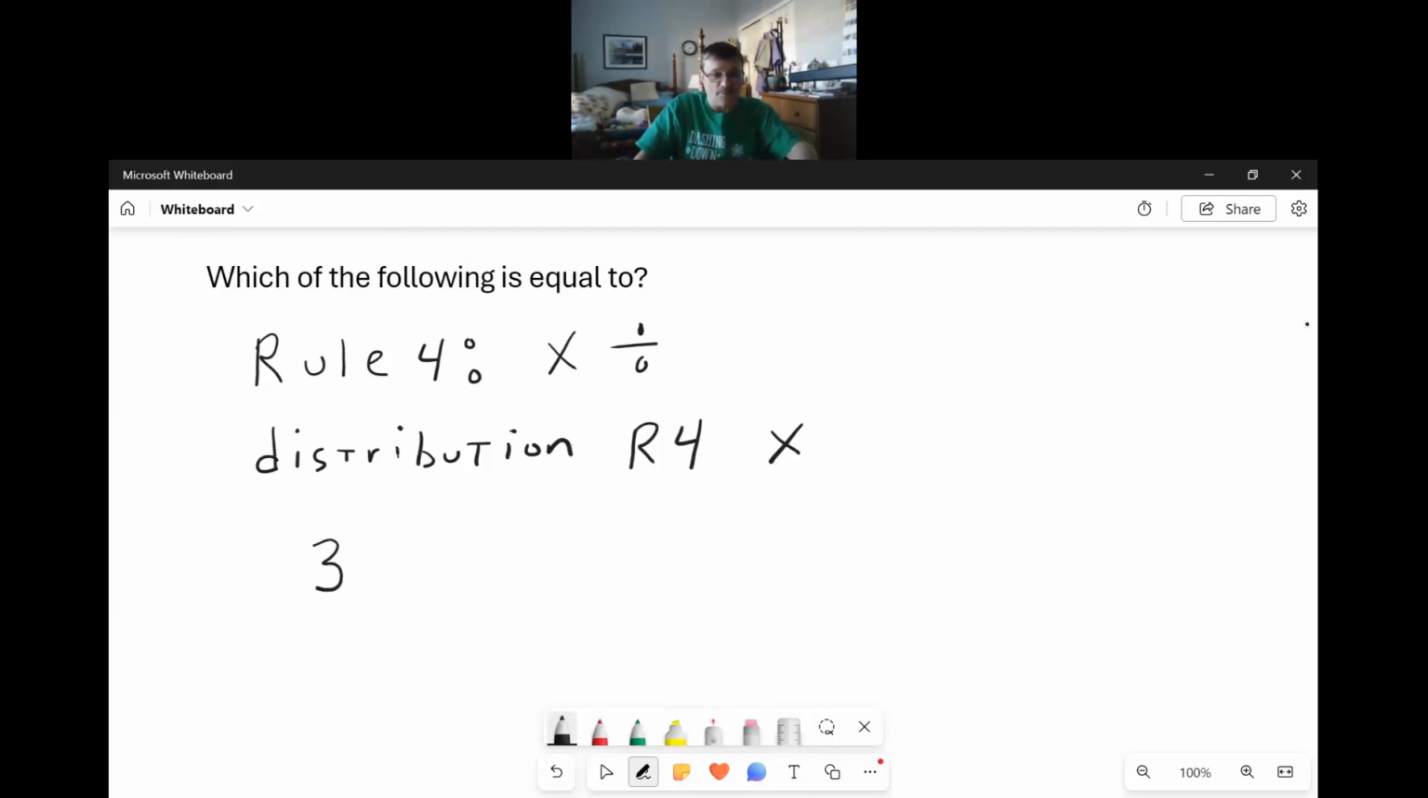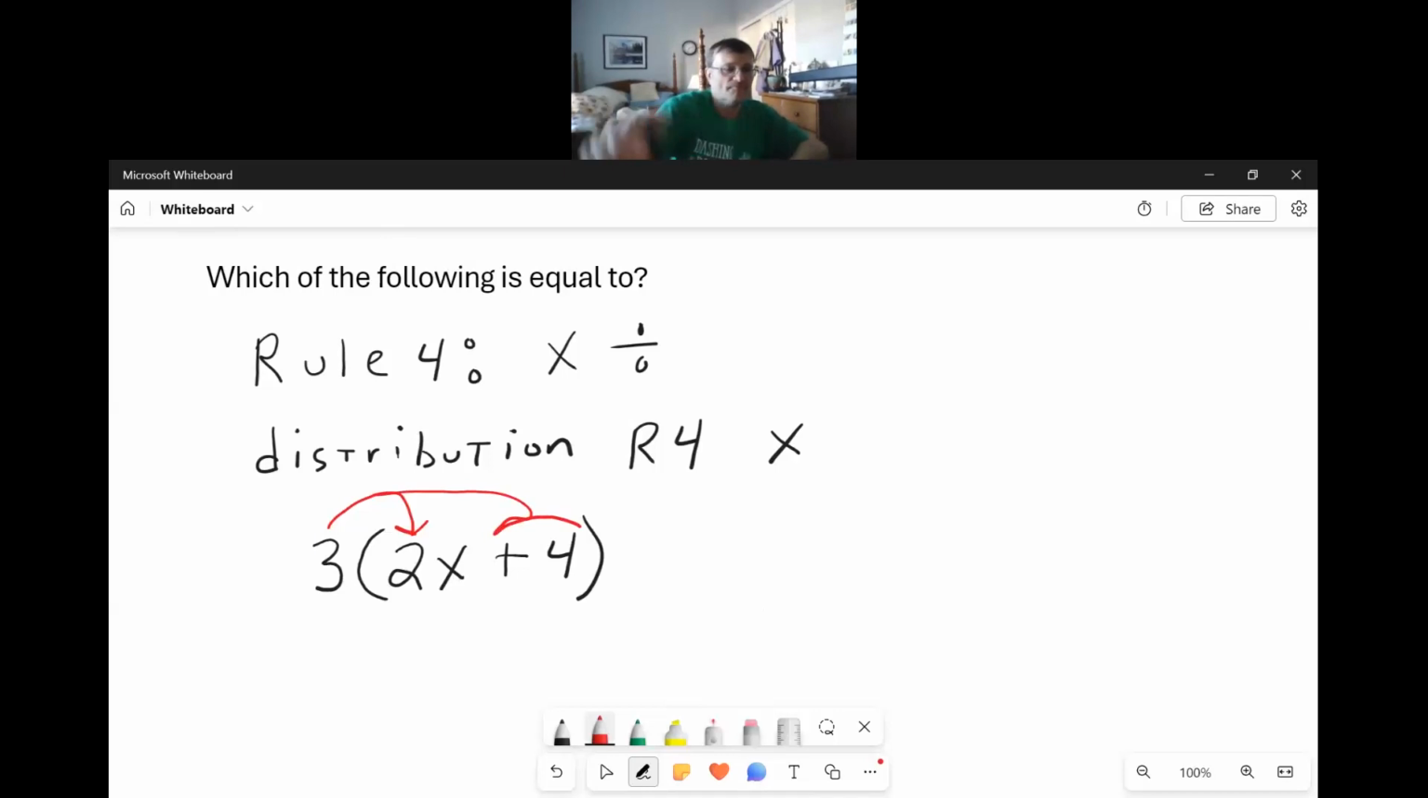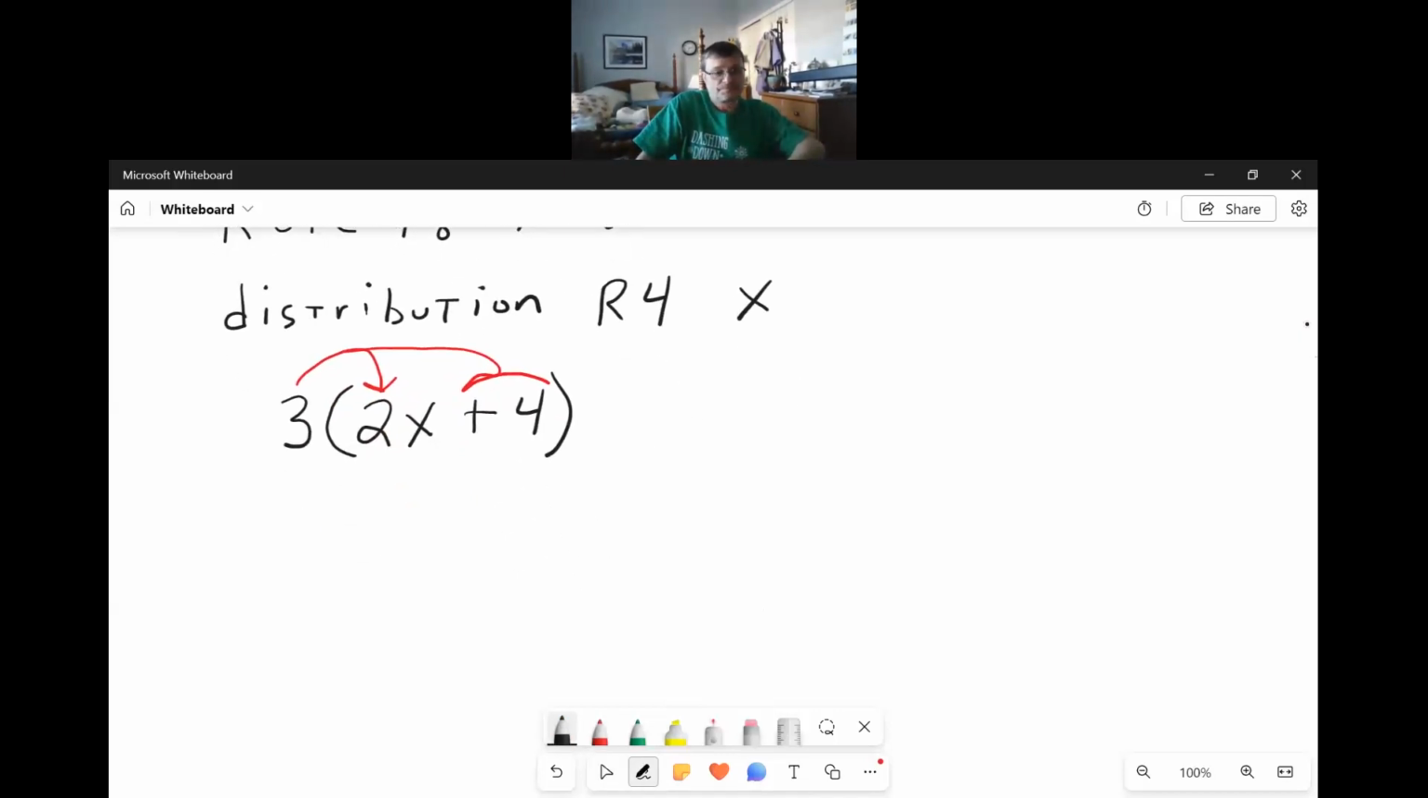Let's say we have a 3 outside the parentheses, and we have 2x plus 4. So which of the following is equal to? So first of all, here we're going to do the distribution. We're going to be multiplying this 3 with everything inside the parentheses. So we're going to take that 3 and multiply it with the 2x. And then we're going to take the 3 and multiply it with the 4.